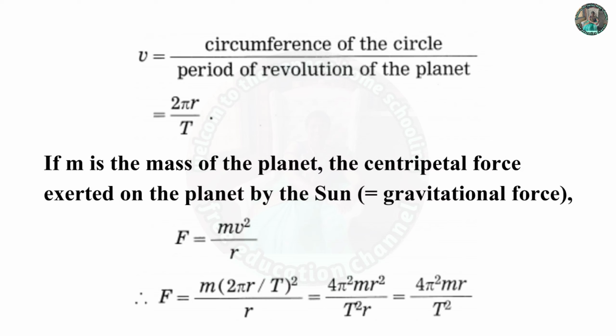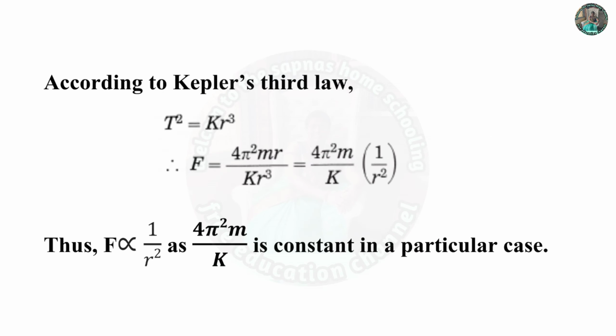Thus, F = m(2πr/T)²/r = 4π²mr²/(T²r) = 4π²mr/T². According to Kepler's third law, T² = kr³. So F = 4π²mr/(kr³) = (4π²m/k)(1/r²). Thus F ∝ 1/r², as 4π²m/k is constant in a particular case.